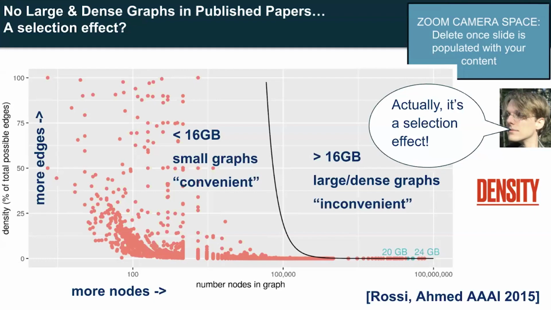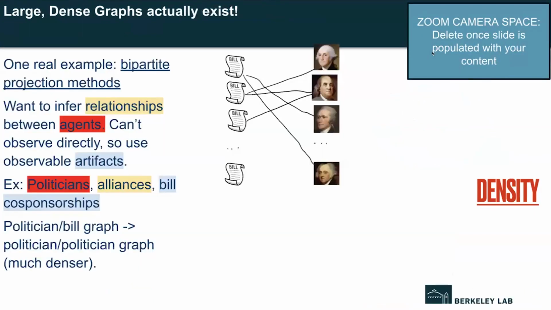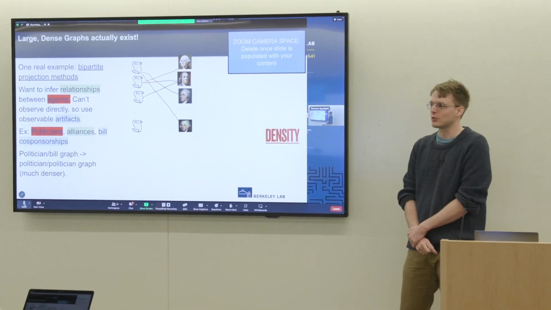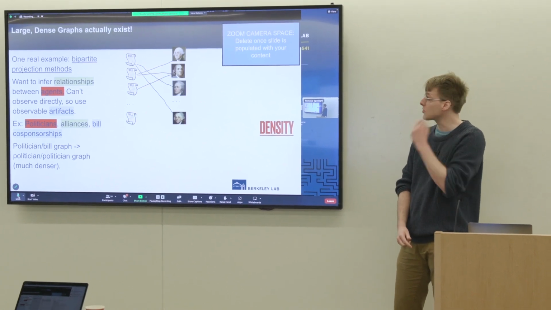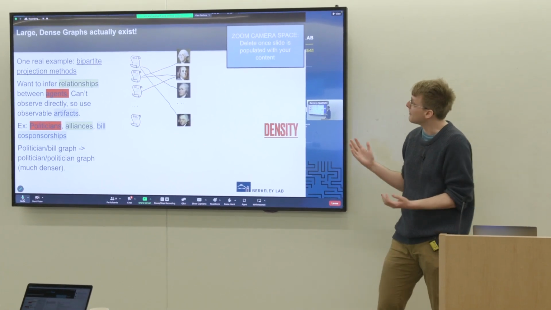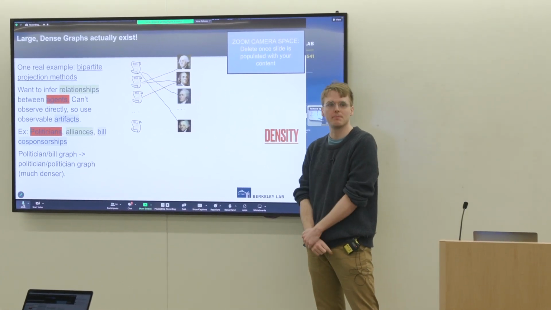So the question that's natural to ask is, is there anything in the inconvenient region? And we actually are starting to find some of these applications. I'm going to briefly describe one of them, which is called a bipartite projection method. So let's say that we have a bunch of politicians, and we want to infer their political relationships. But we can't just ask them that directly. They might not tell us the truth. So instead, we're going to try to infer it via some secondary means. In this case, we're going to look at who has co-sponsored bills with who.